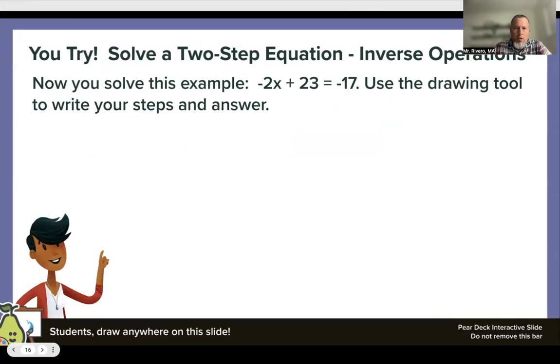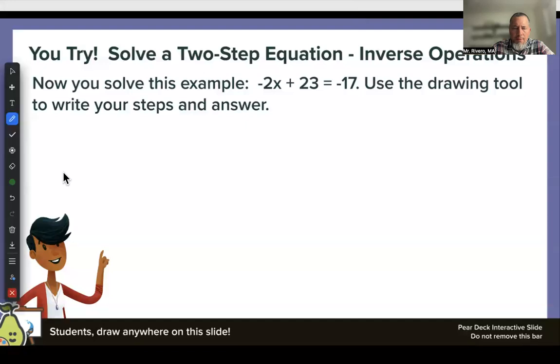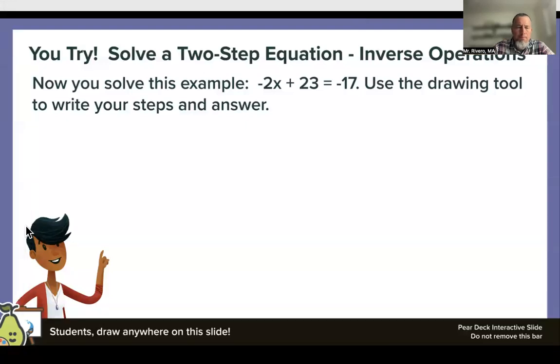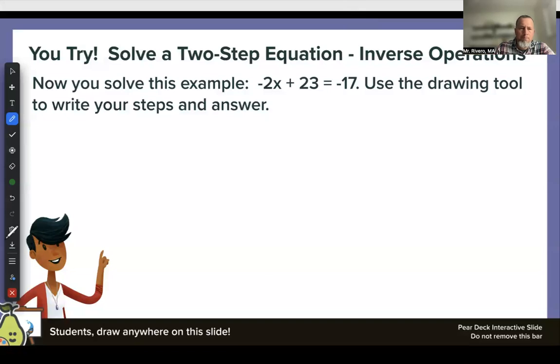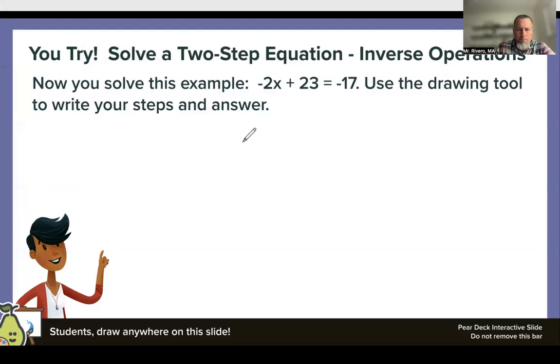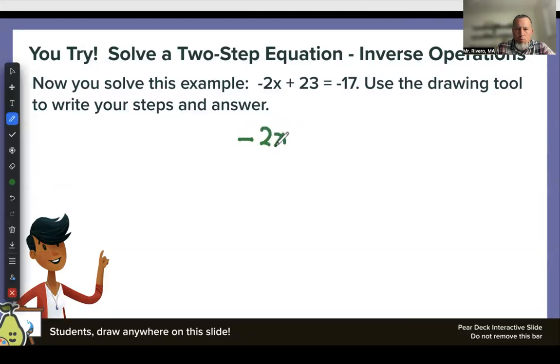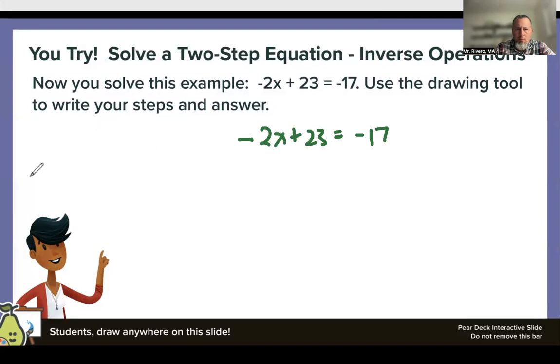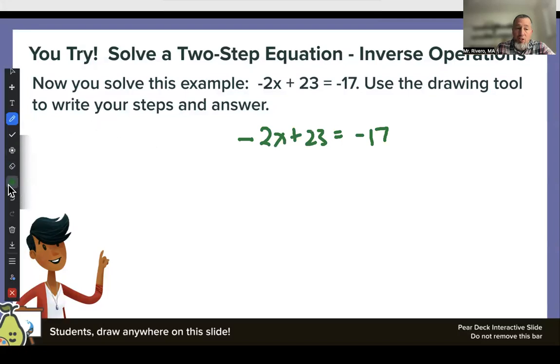All right. Try another one. Negative 2x plus 23 equals negative 17. You can use the drawing tool to write your steps and answers. I'm going to go ahead and show you one way to solve it that I think makes sense. Or I should say another way, a little bit different formatting, but the same concept.